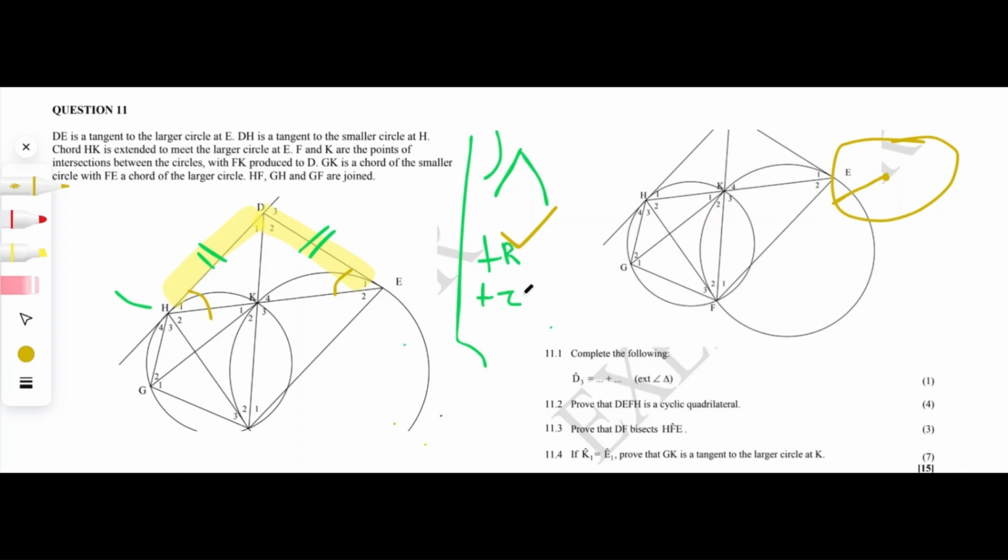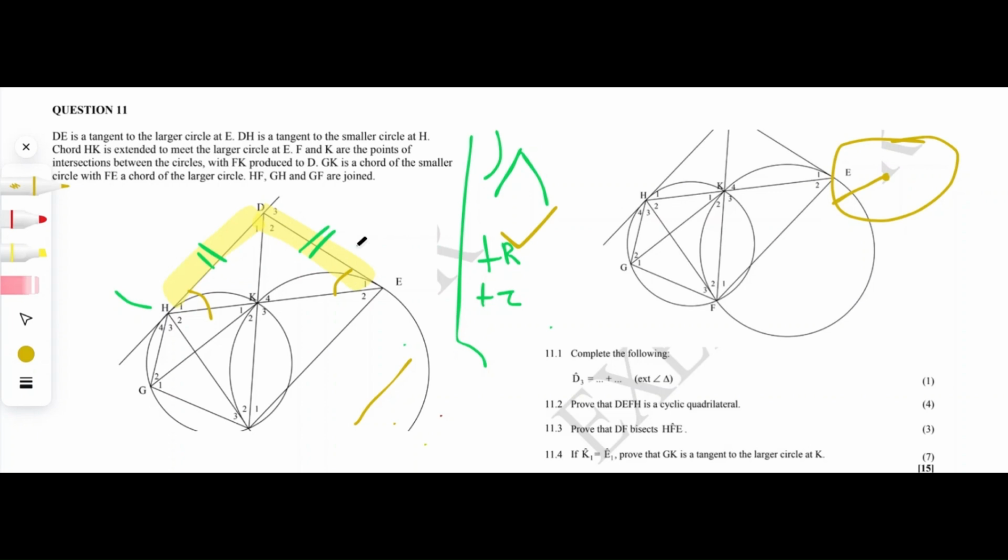Then you need to identify a chord, and the chord has to be close to the tangent. Okay, the chord cannot be all the way over here. No. So if the tangent is here and your chord is here, obviously it's not going to apply. That's not the chord you're going to use. And so the chord that we will be using would be KE, because KE is close to the tangent, which is DE.